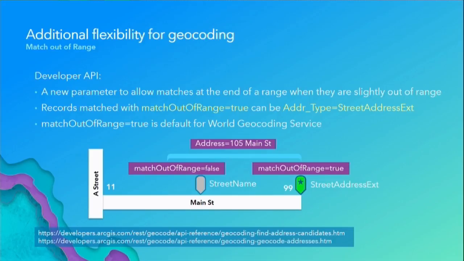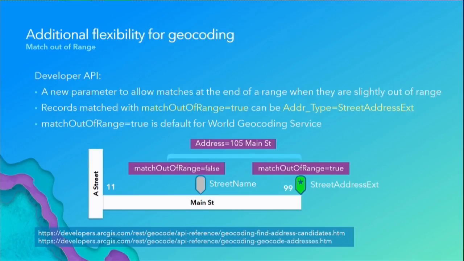So what we would do is fall back to the street name, and we'd place that point in the middle of Main Street. Now, we know something about that number. We know that it's at the end of that range, or that it goes beyond that range. And if we don't have another street that includes that range, we've added this capability to actually place the point for that address at the end of the range. And we now assign a new value to that. So the address type in this case would be street address extension. So you're going to know the cases.